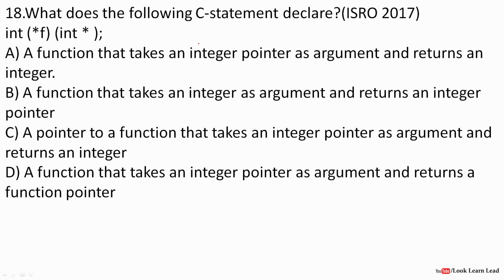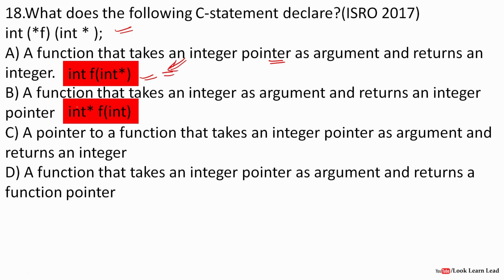Next, what does the following statement declare? Okay, we have something like this. So let's see, a function that takes an integer pointer as an argument and returns an integer. This should be our answer for this statement. For the next statement, a function that takes an integer as an argument and returns an integer pointer. An integer pointer is being returned over here.